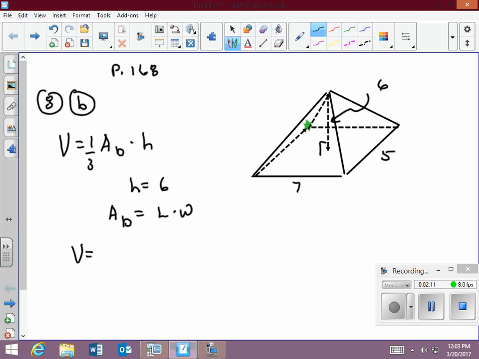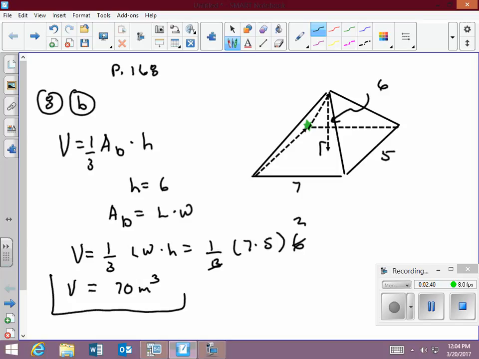So our volume is going to be 1/3 length times width times h, which is 1/3, and it's going to be 7 times 5 times 6. So that's 70 meters squared. Meters cubed. That should be it, right?